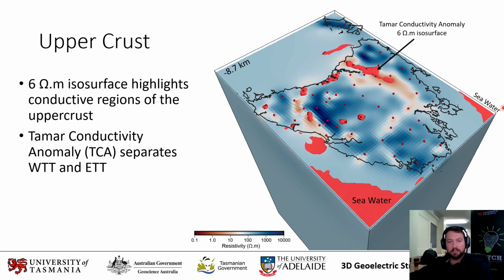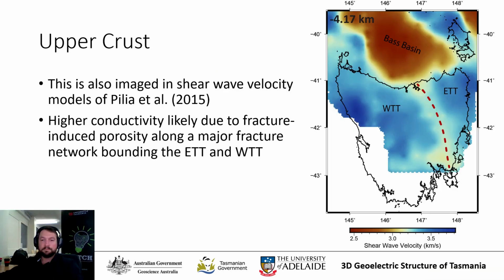So the structure that immediately jumps out at you at these shallow depths is this arcuate region of elevated conductivity between the Tamar River Valley up here and pretty much Hobart in the south. This is the Tamar conductivity anomaly. It's a known structure. It was first identified in the 1970s. It was later studied in the late 80s, early 90s. But this is the first time we've seen it at this high resolution and in this detail.